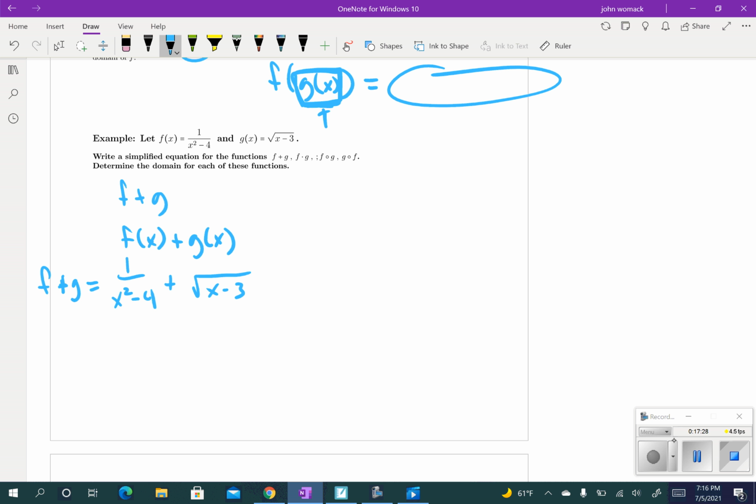Okay, let's find the domain. So that's my answer. There's nothing really I can do to simplify that, right? I've got a square root and a fraction. I can't combine those, so that would be my answer. But let's find the domain. The domain is simply, what is the domain of f and what is the domain of g?